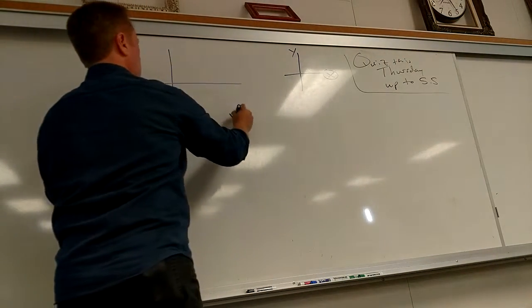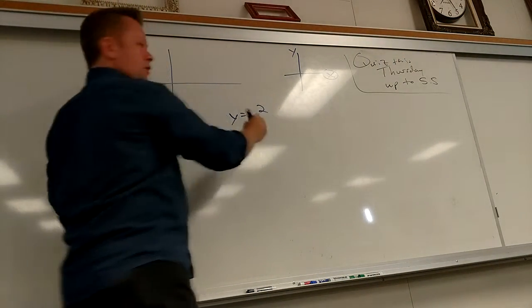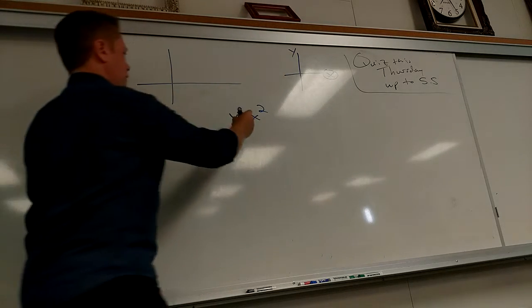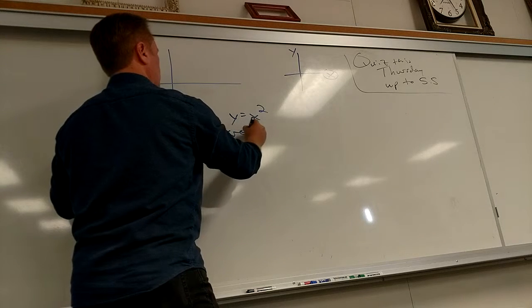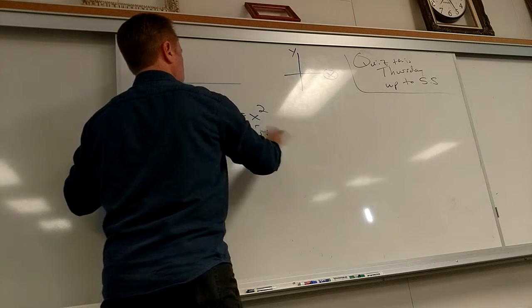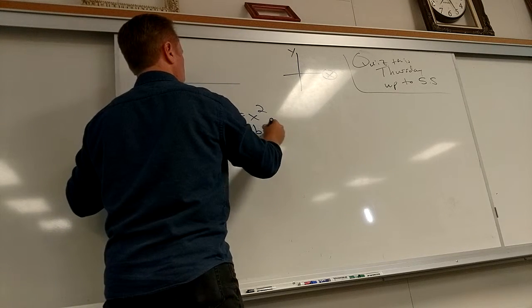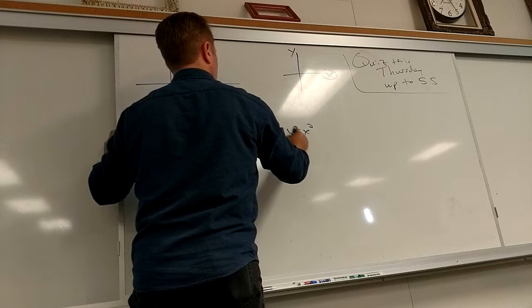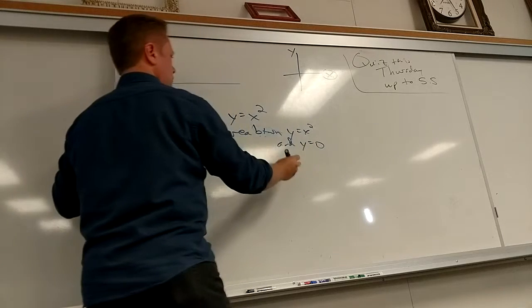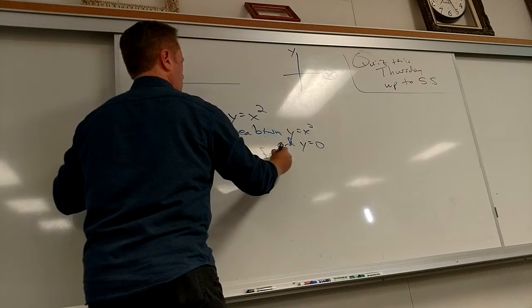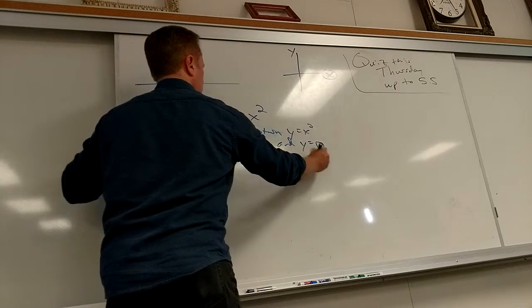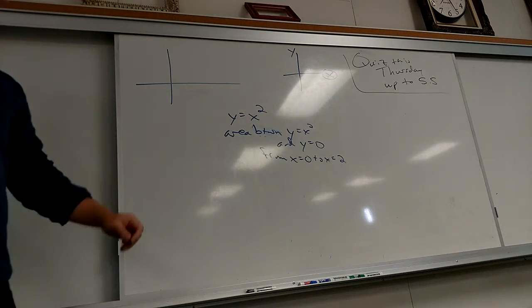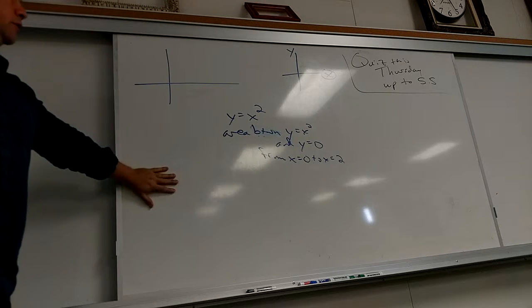So if I say y equals x squared, and I want to find the area under x squared, between x squared and y equals 0, from x equals 0 to x equals 2. All right. Take a second and sketch that region out for me. What's that region look like?